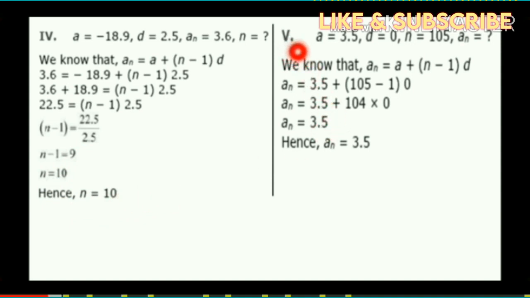Then part 5. In part 5 we have a is equal to 3.5. d is equal to 0, n is equal to 105, and an we have to find. Again same formula, an is equal to a plus n minus 1 into d. So an is equal to 3.5 plus 105 minus 1 into d, which is 0, into 0.